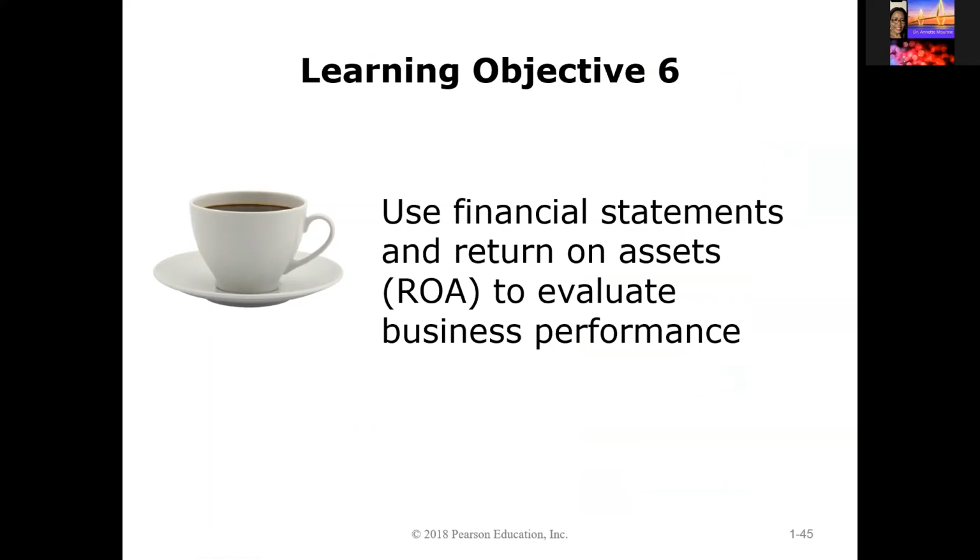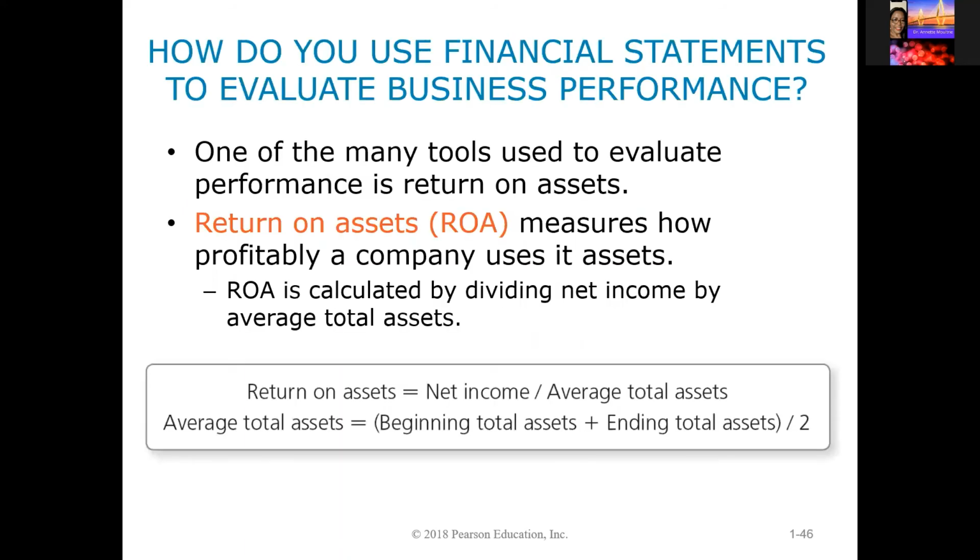Now we're getting into Learning Objective 6, which involves using financial statements and return on assets to evaluate business performance. So how do you use financial statements to evaluate business performance? One of the many tools you use to evaluate performance is return on assets, or ROA. The return on assets measures how profitably a company uses its assets. Return on assets is calculated by dividing net income by the average total assets.